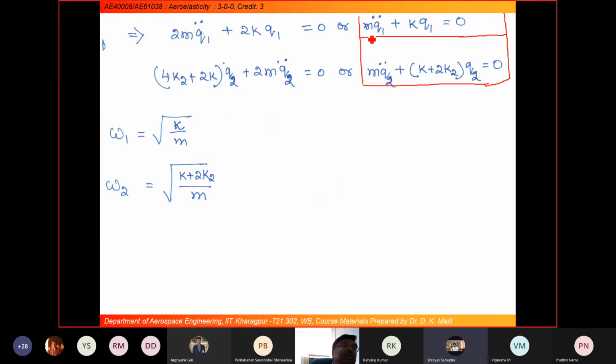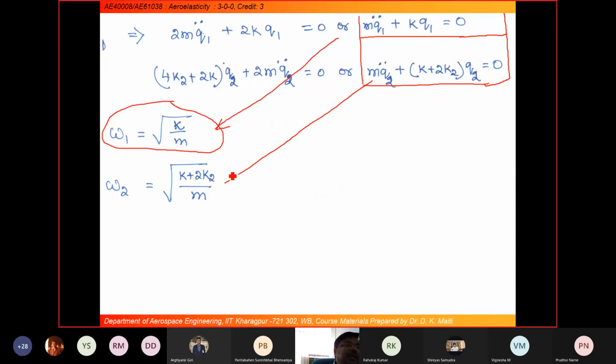If we look here, the first frequency, mode 1, will be associated with this frequency. From a single degree of freedom system, omega 1 is equal to square root of k by m. Similarly, from the second equation, I get the square root of k plus 2k2 divided by m. That is our second frequency.